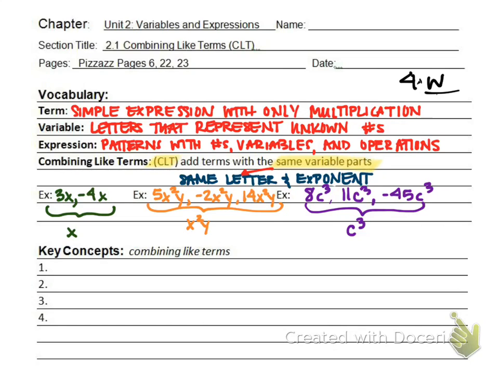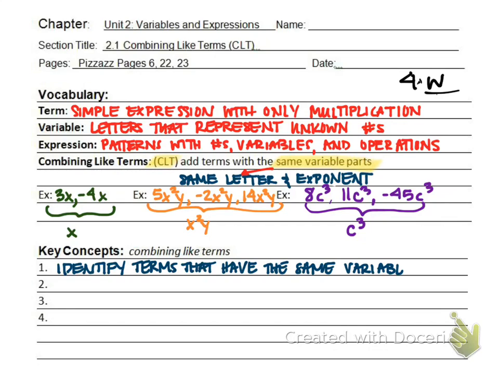Now we're going to go ahead and look at some key concepts with combining like terms and the steps in order to organize this process. So the first step involved is to identify the terms that have the same variable part. And again, when we mean same variable part, we're looking all the way up here underneath the same letter and exponents.